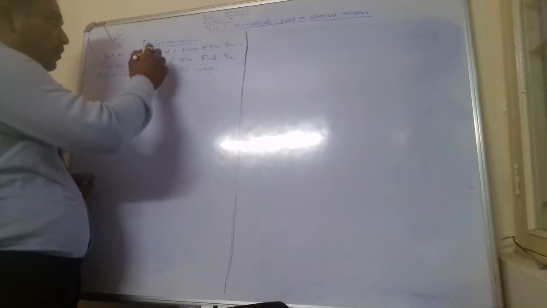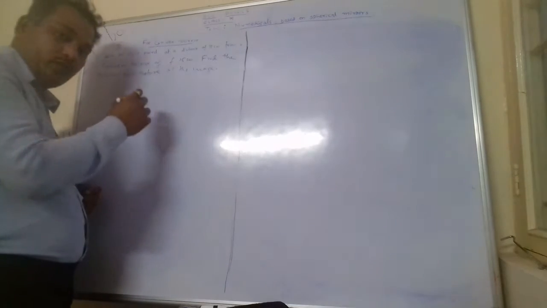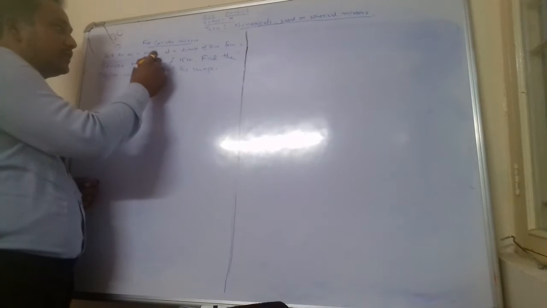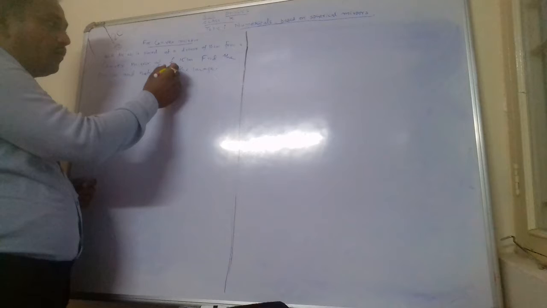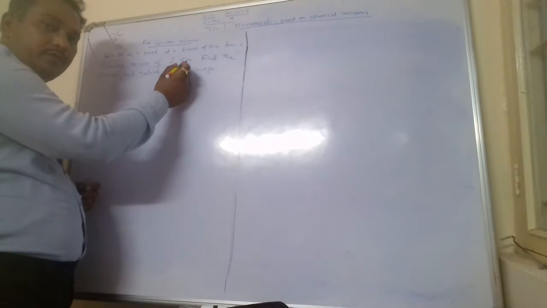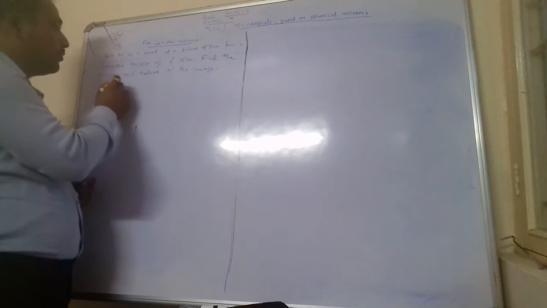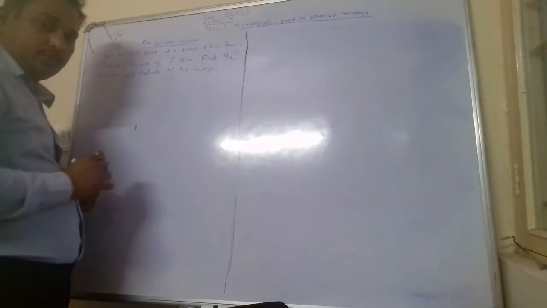Let us see. So here the question is given, all of you write down. An object is placed at a distance of 10 cm from a convex mirror of focal length 15 cm. Find the position and nature of the image.